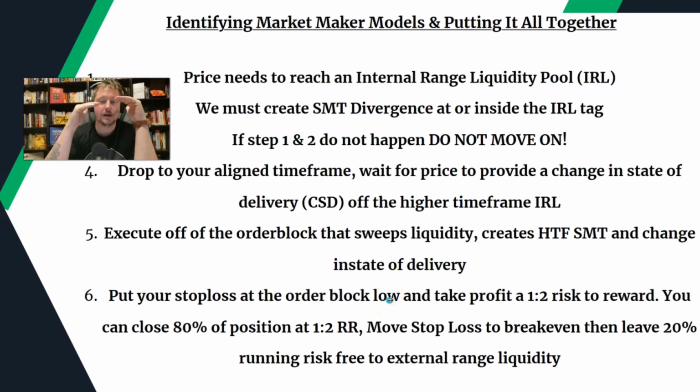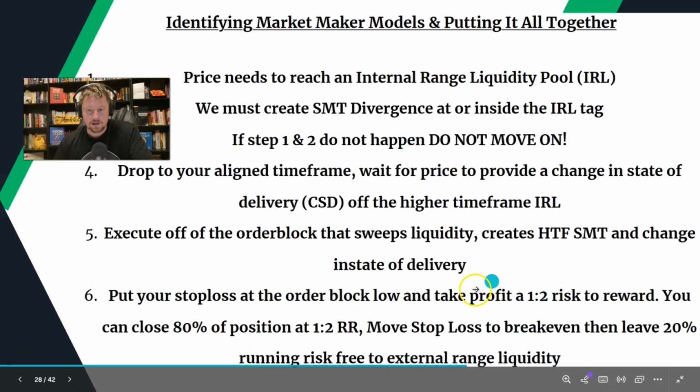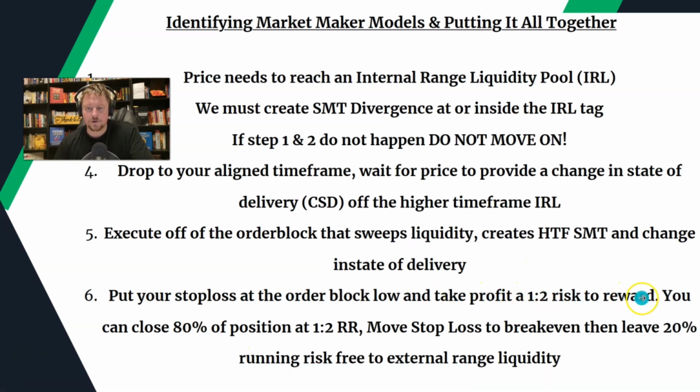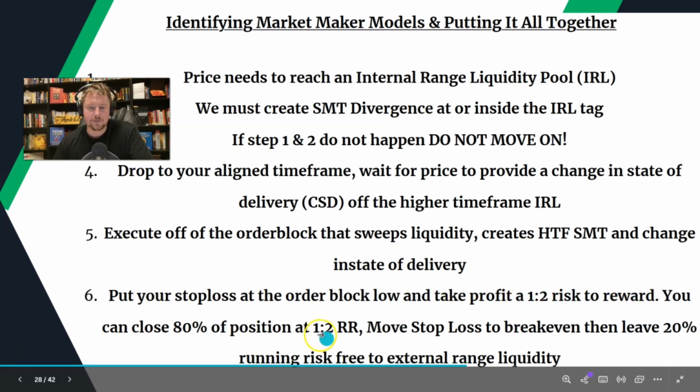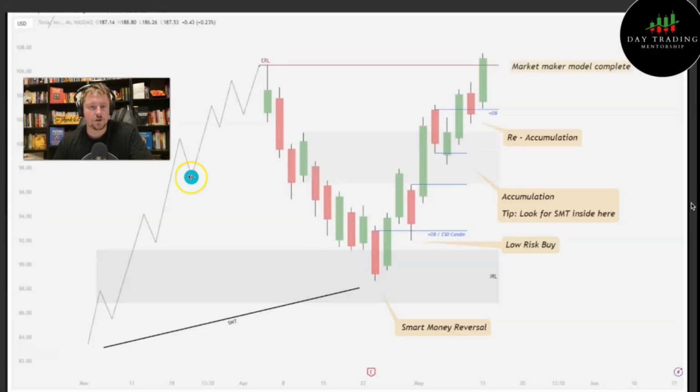Once the new candle closes above the order block, you are going to enter your trade, right? Or you're going to set your trade to be entered, and you're going to put your stop loss below the candle that is your order block, and you're going to set your profit at a 1 to 2 risk to reward. And then you can close 80% of your positions at the 1 to 2 reward, or you can even move it to a stop loss, break even, and then leave 20% running as long as you want till it hits external range of liquidity. Now let's go over some examples.